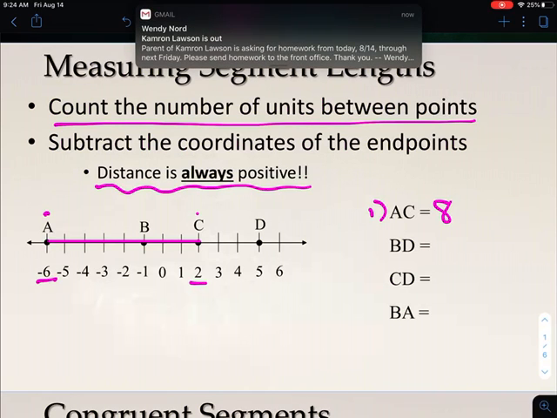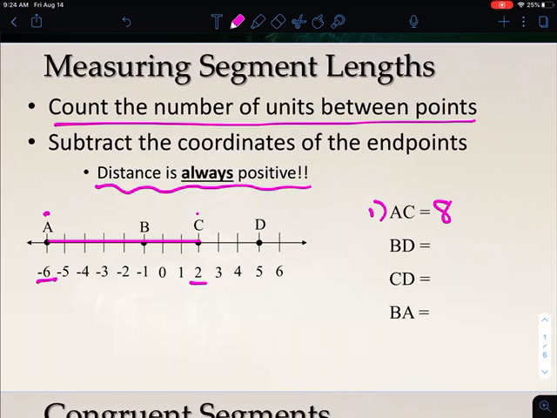So if I look at AC again, rather than having to count from one point to the next, I could simply take the two numbers and subtract them. So I could take 2 minus negative 6. When I do that, the minus and negative turns into positive. So 2 plus 6 gives me 8.